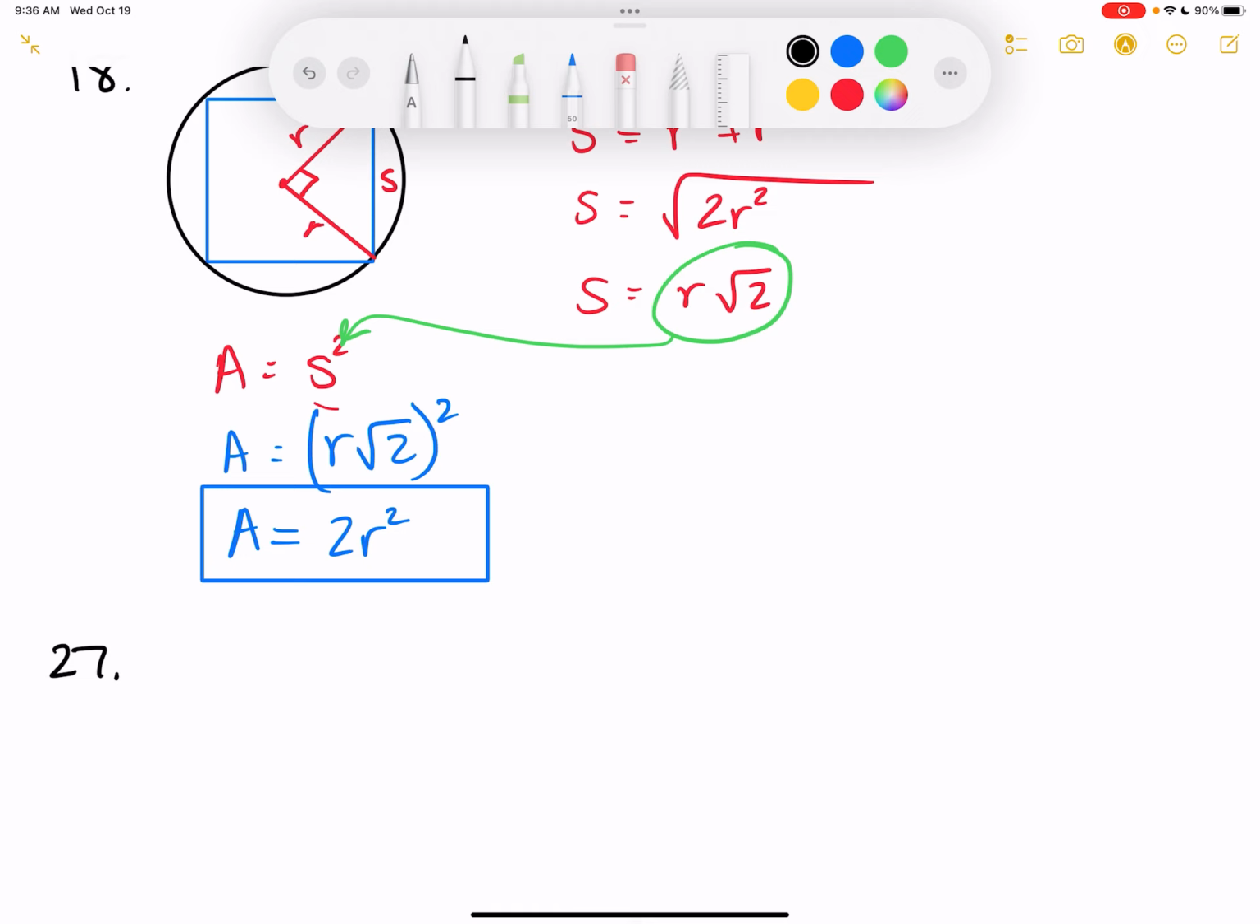All right, number 27. At a shirt sale, Jackson sees two shirts that he likes equally well. Which is a better bargain and why? Okay, so shirt 1 is $33 at 40% off. And then the other shirt is $27 at 25% off.